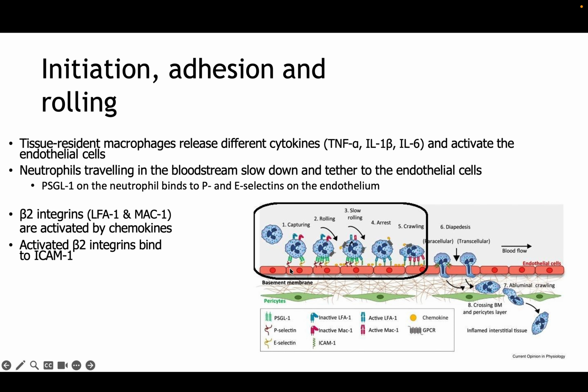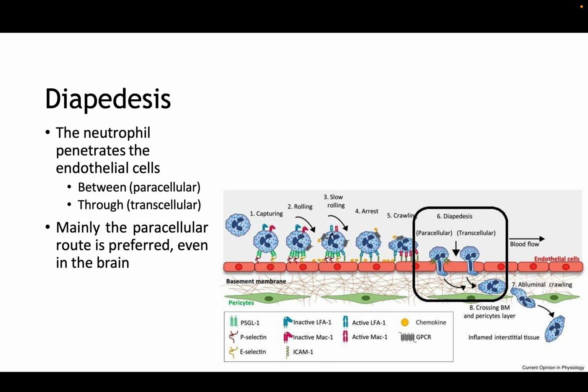And as I said before, TNF alpha, interleukin 1 beta, interleukin 6, they're the ones that are upregulating all these different types of glues in the endothelial cells and in your neutrophils. So once it's stopped, now it can do diapedesis, which literally means going through the endothelial cells into the tissue. And it's able to do that in two ways: paracellular, so in between cells, or transcellular through one cell. And usually it's done through paracellular. It's preferred that way. It doesn't like to be done transcellular.